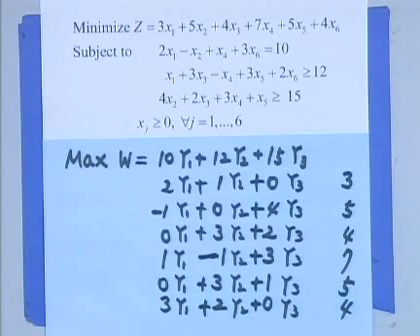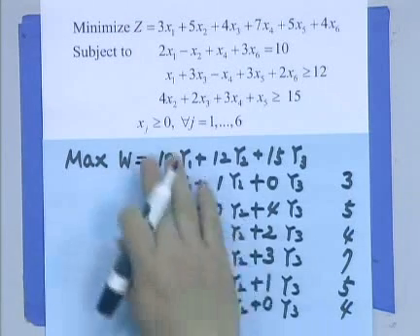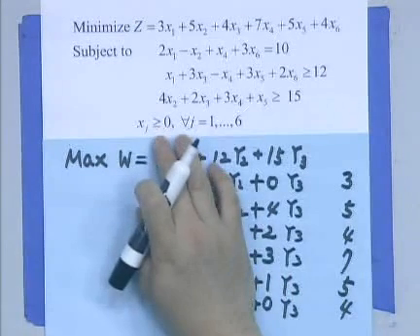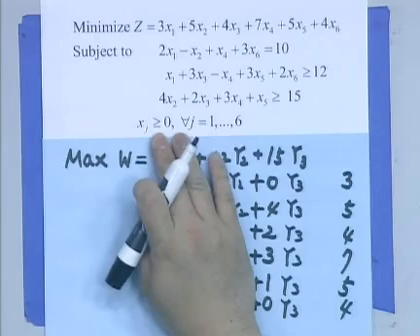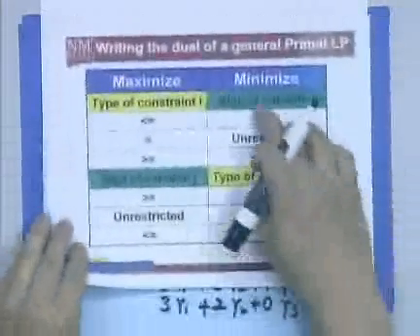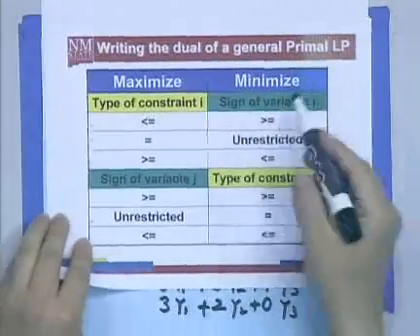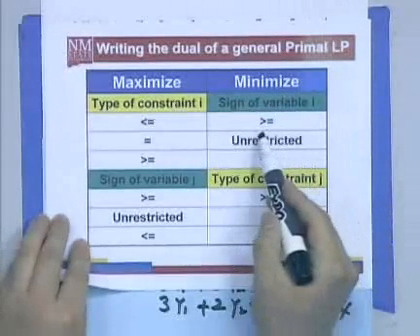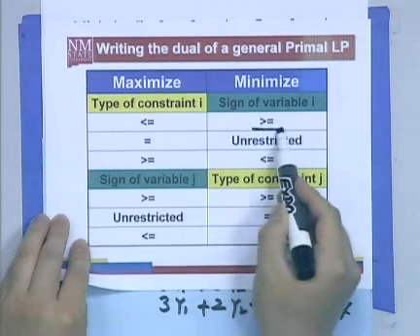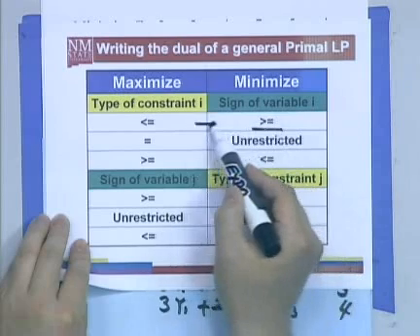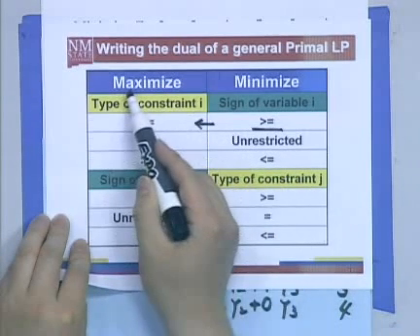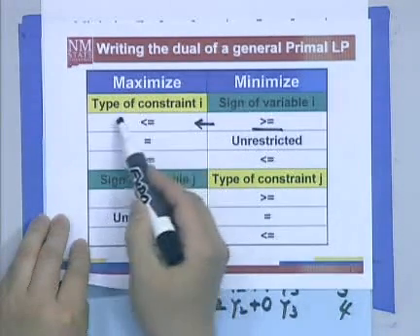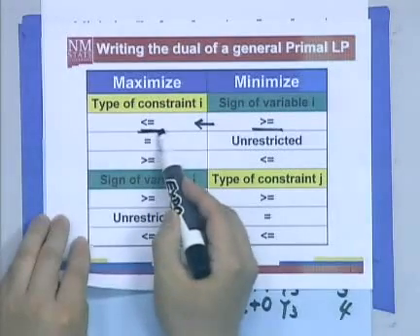Okay, and in the minimization problem, all the decision variables are greater than or equal to 0, which implies that in the maximization problem, all the constraints should be less than or equal sign, right?